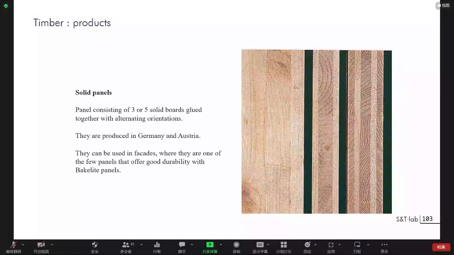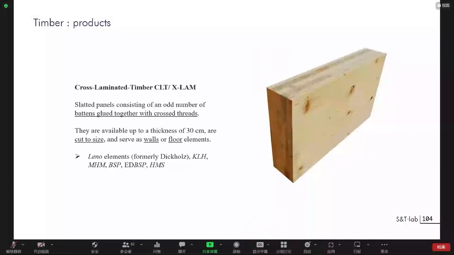There are also products that could be chosen for long-standing holding at the external zone of the building, for instance with the solid panel. And something very interesting would be this timber product, CLT, cross-laminated timber, that we'll be discussing, and that represents a true revolution for timber.